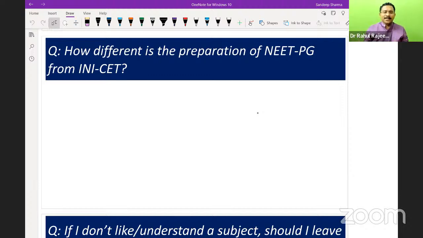So basically, many years back, the pattern of questions of a NEET PG exam was drastically different from a Central Institute exam. But now, if you see, the question patterns are more or less matching and there is no significant difference. However, there are certain topics which are more likely to be asked in the INI CET exam.